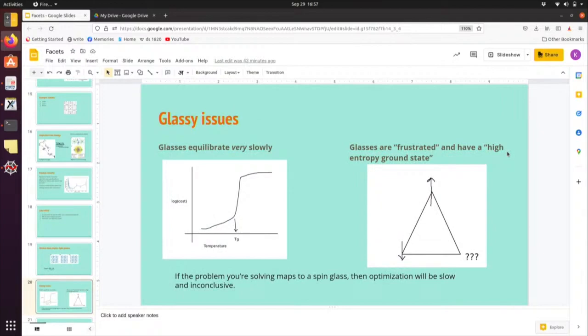So what is frustration? Let me introduce to you a frustrated system. This is called the triangular antiferromagnet.